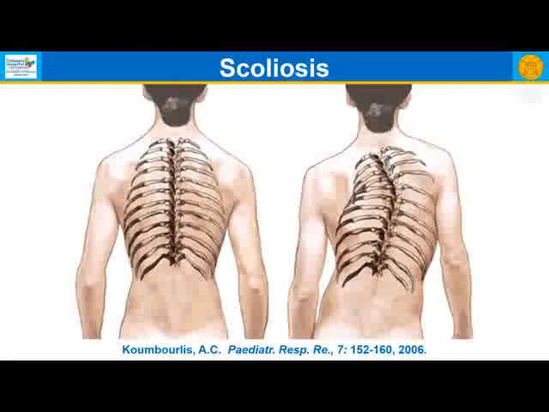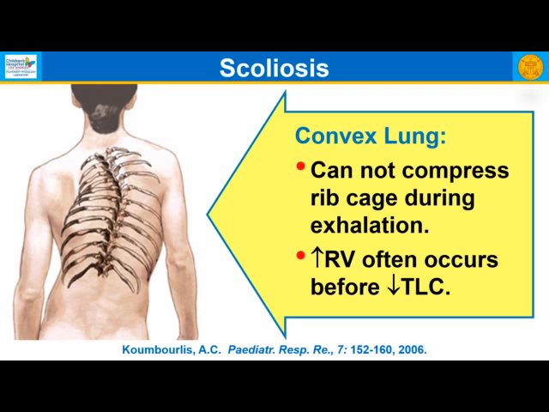So in scoliosis, here's a straight spine, here's a scoliosis spine. You have both concave and convex lung in scoliosis. Think about how this can be compressed. It can't really be compressed easily because that rib cage is splayed outward. So this is going to increase residual volume. And in scoliosis, an increase in residual volume due to inability to compress this convex lung often occurs as scoliosis gets more severe, before a decrease in total lung capacity occurs.